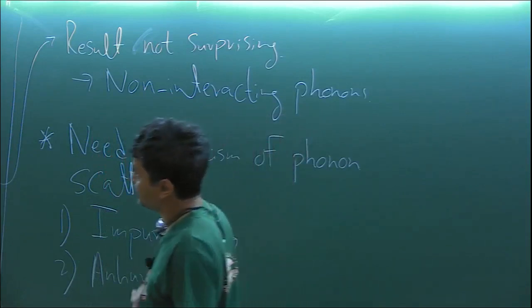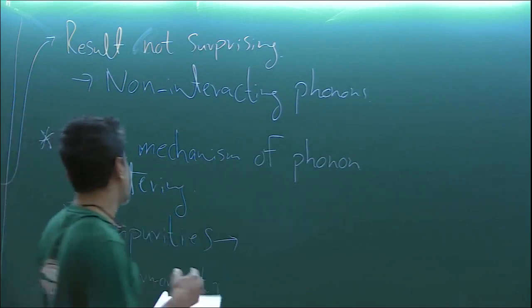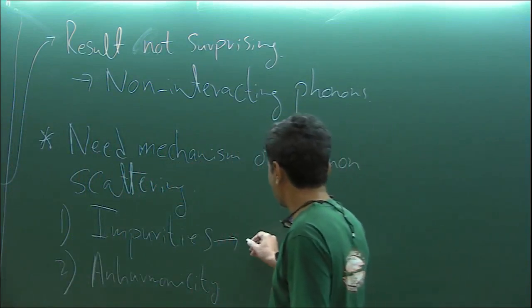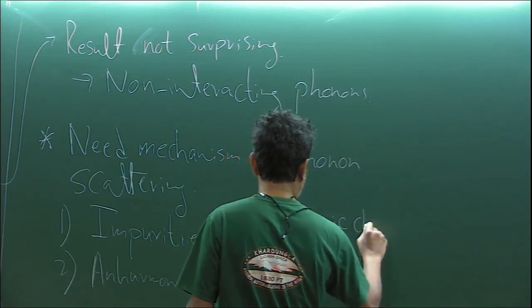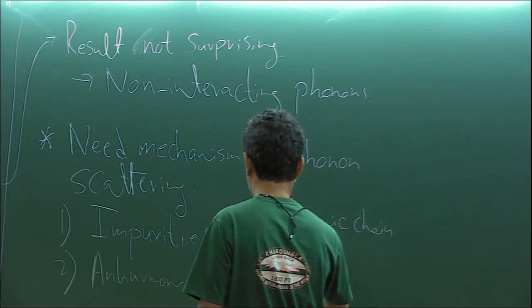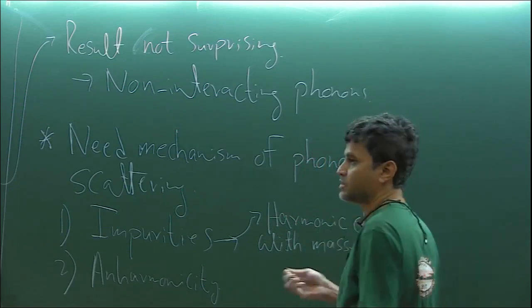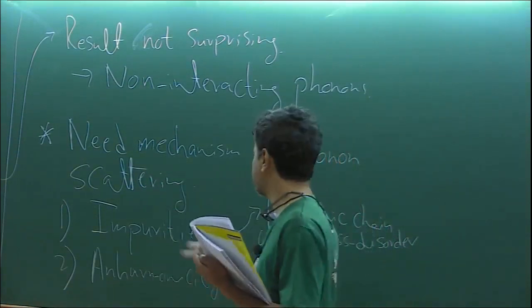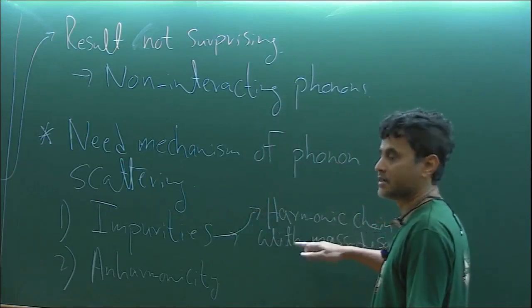One well-studied model with impurities is to take a harmonic chain and make the masses random, or the spring constants random. That's like putting some disorder in the system. So an example is a harmonic chain with, let's say, mass disorder. Instead of equal masses for the particles, you put, let's say, M1 and M2, two different masses distributed randomly. It's still harmonic, but there's randomness.